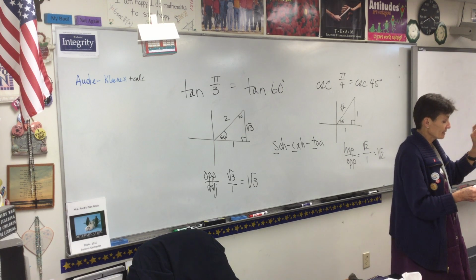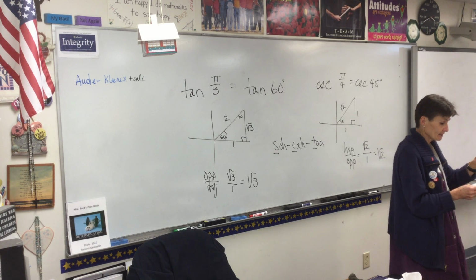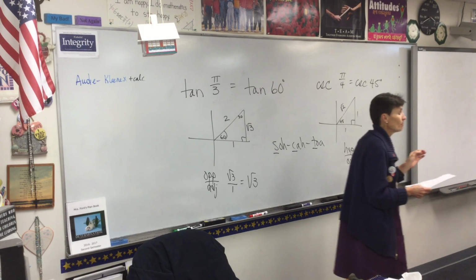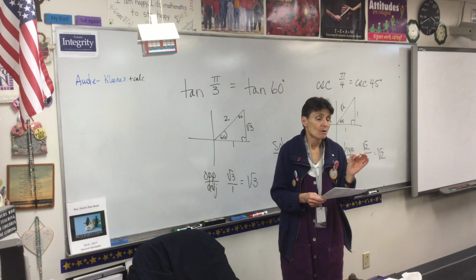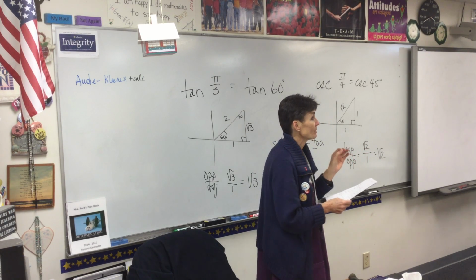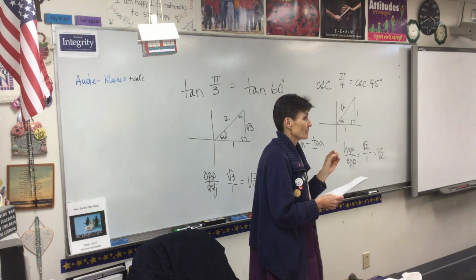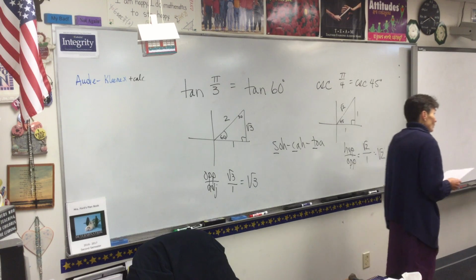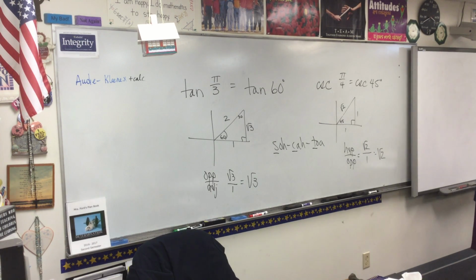A, C, E, F, I, and J. Now, why is this important? All of those problems have angles that are measured in degrees. All of the other ones have angles that are measured in radians. If there is a degree mark in the problem, it's a degree. If there's no degree mark, it's a radian.